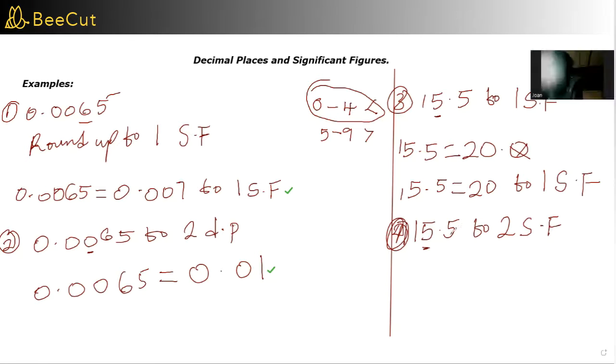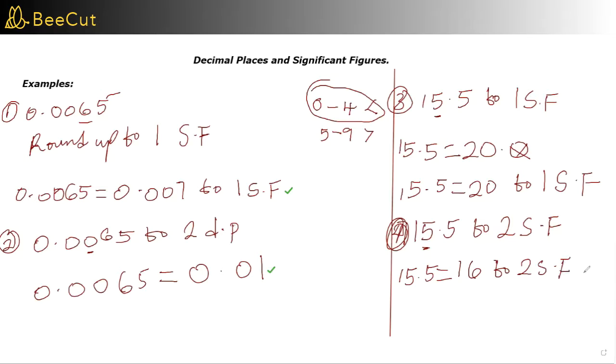Then you consider the digit after the point. Is it between 0 and 4? If yes, then don't do anything to the 5. But is it from 5 to 9? If yes, then you can change this to the next digit. So 15.5 can now be equal to 16.0 when you change it to two significant figures. Is that clear to you now?